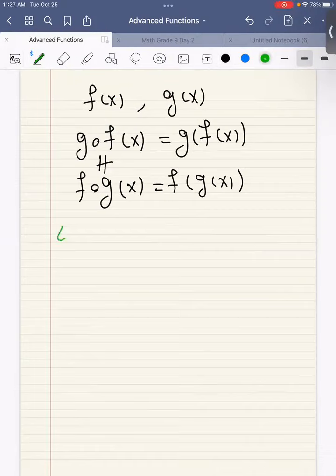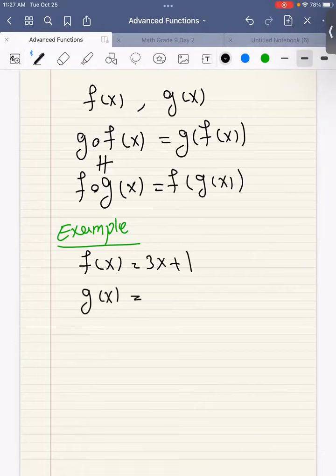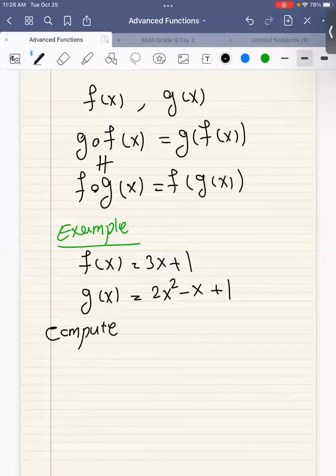So, example. Imagine that f of x is equal to 3x plus 1 and g of x is equal to 2x squared minus x plus 1. So compute g of f of x and f of g of x.